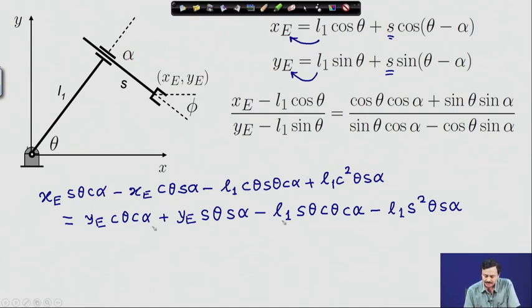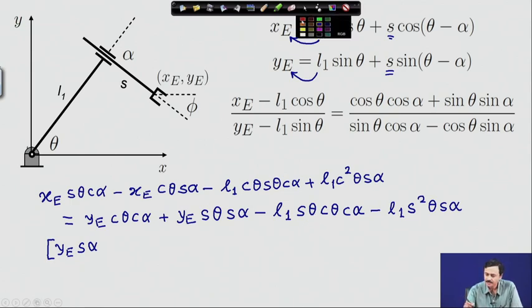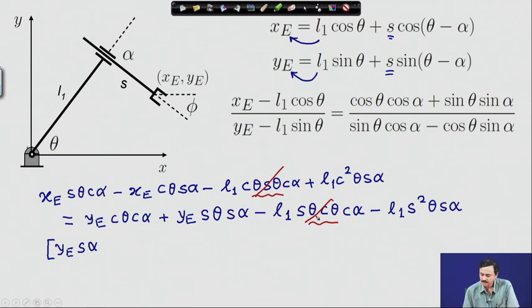So, let us rewrite this equation in this form. I will first collect all the coefficients of sin theta. So, y e sin alpha, here you will find these two terms. Here we have L1 cosine theta sin theta cosine alpha, and on the other side also we have L1 sin theta cosine alpha with the same sign. So, this cancels off and these two terms can be combined.